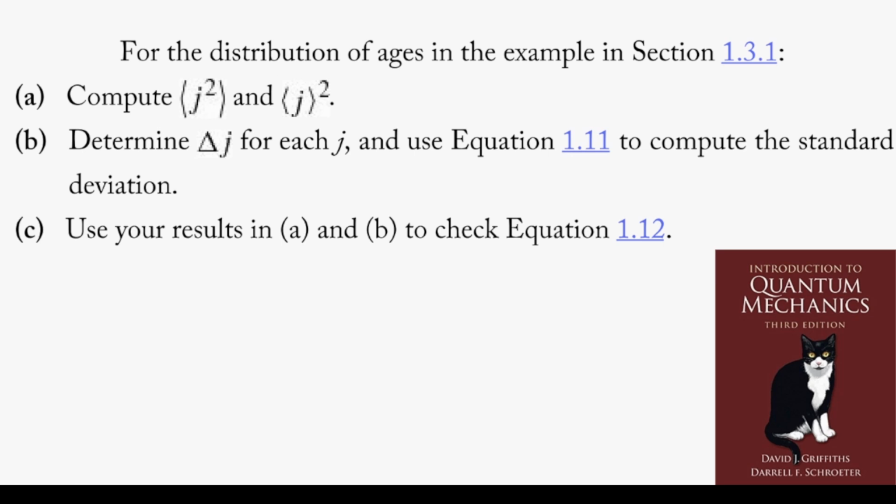Hi, in this video we're going to learn how to solve problem 1.1 in the Griffiths and Schroeter Introduction to Quantum Mechanics, 3rd edition textbook. Problem 1.1a asks us to find the expectation value of j squared and the expectation value of j.